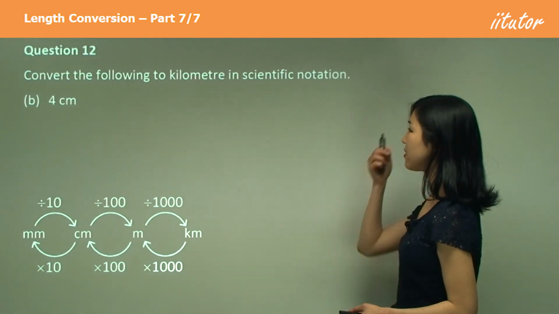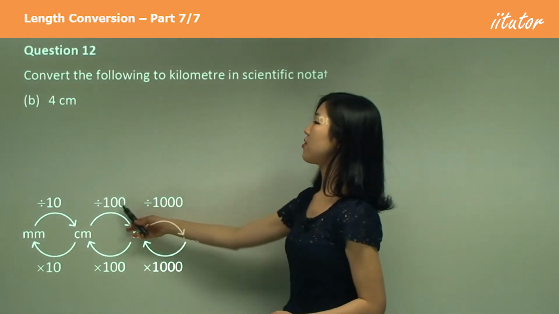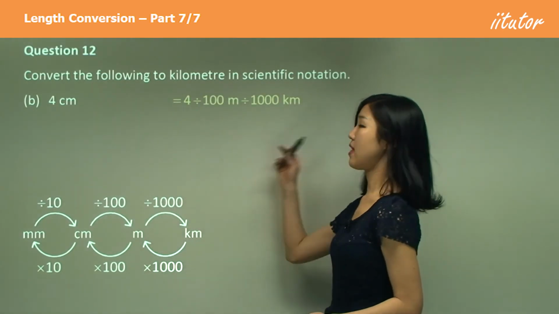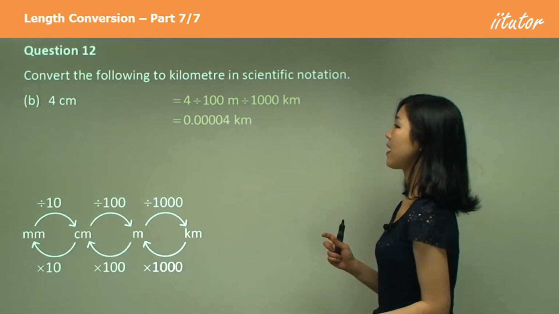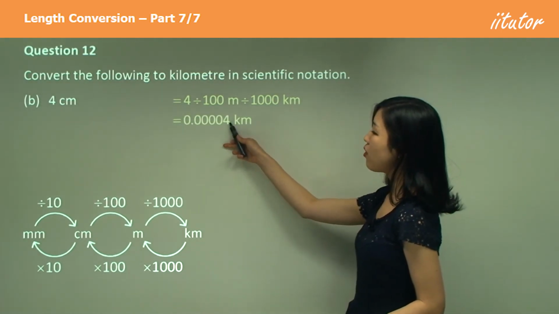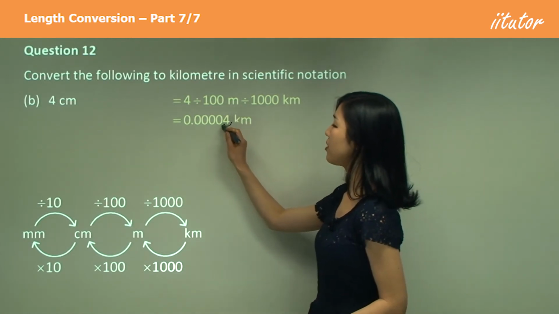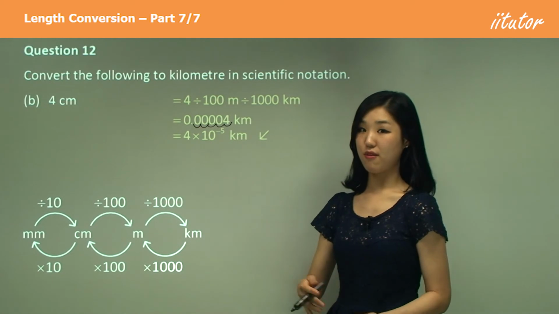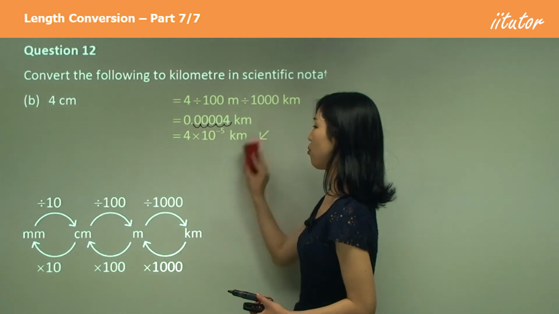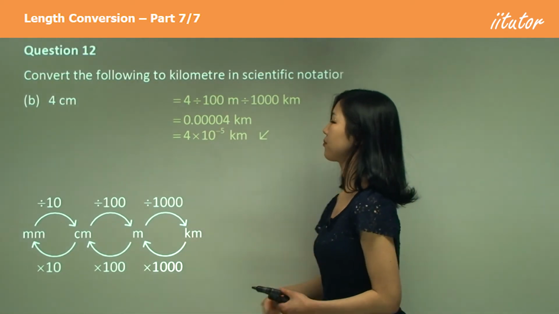4 centimetres. All right, kilometres, again, 100 first and then 1,000. Make sure you're dividing and get a really small decimal like that. So put the decimal after the 4 and we need to move back 1, 2, 3, 4, 5 places. So 10 to the power of negative 5, okay? Again, negative. Watch out for that.